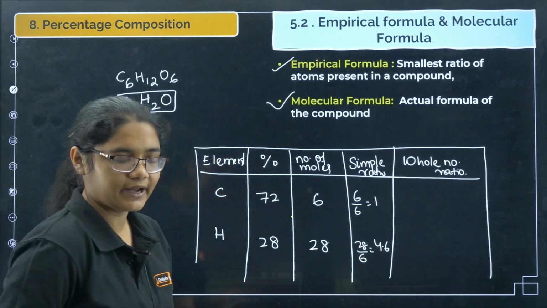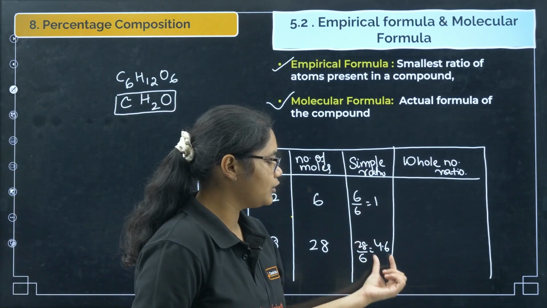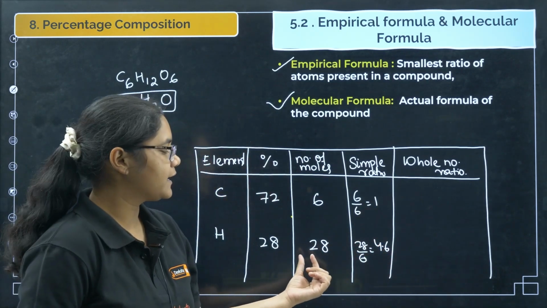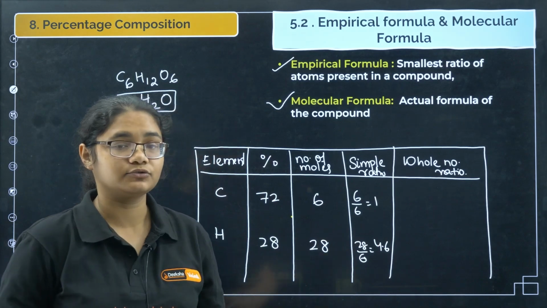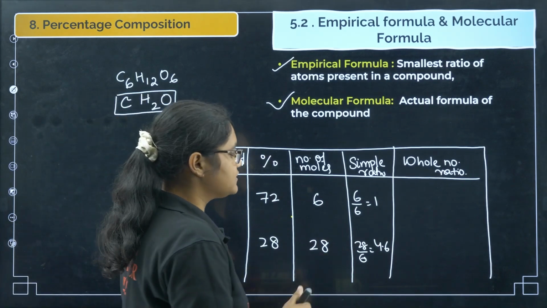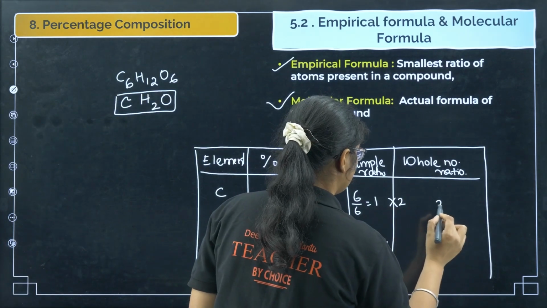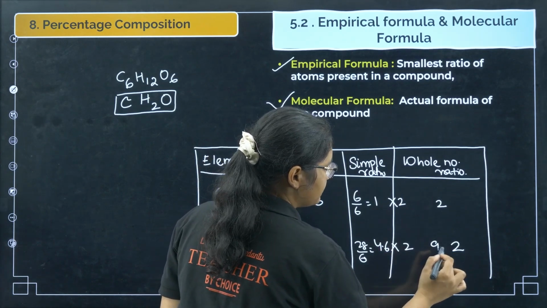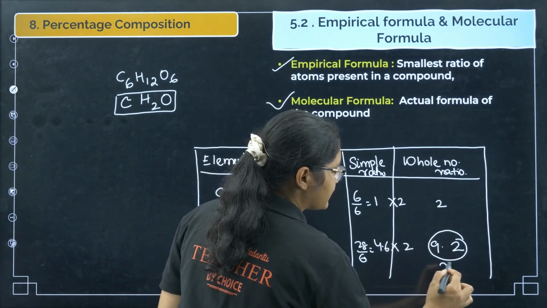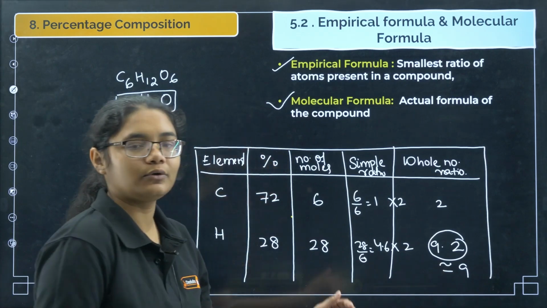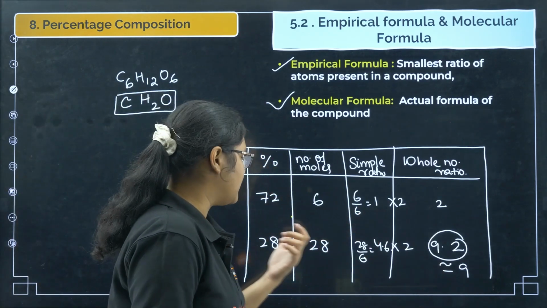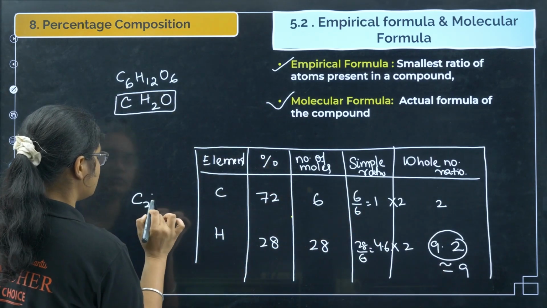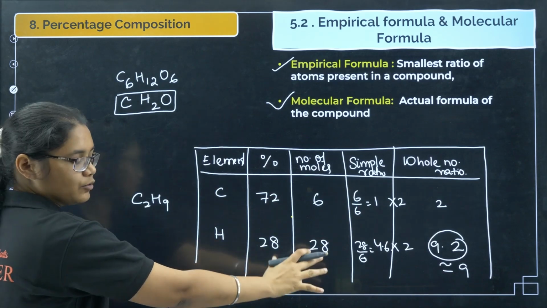so 4.6 I will get. Right, now you see this is not a whole number. So what I can do, I can multiply with some number so that it becomes a whole number. If I just multiply this with 2, both the numbers should be multiplied with the same number, so I'll get 2 and 9.2. Now 9.2 I can round, approximate it to 9. So then what is the empirical formula of this compound? C2H9. So this is just an example of how to solve it.